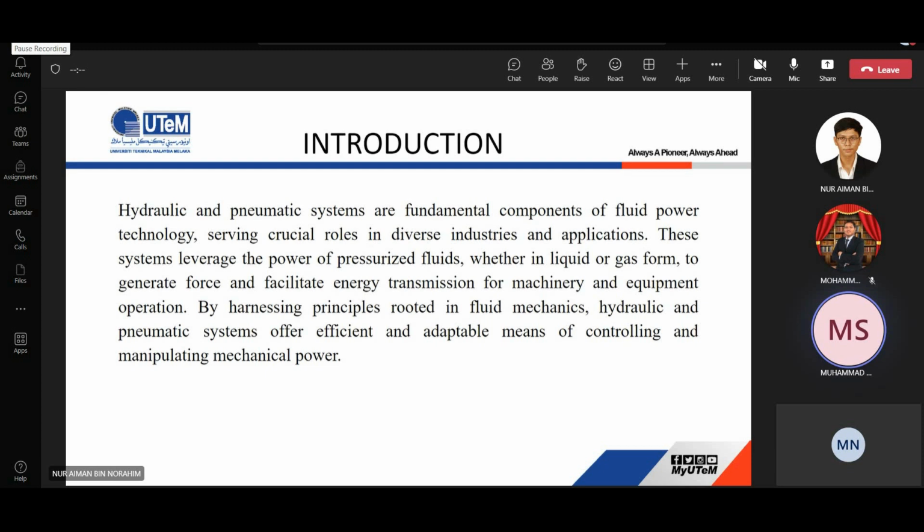Okay, introduction. Hydraulic and pneumatic systems are fundamental components of fluid power technology, serving crucial roles in diverse industries and applications. These systems leverage the power of pressurized fluids, whether in liquid or gas form, to generate force and facilitate energy transmission for machinery and equipment operation. By harnessing principles rooted in fluid mechanics, hydraulic and pneumatic systems offer efficient and adaptable means of controlling and manipulating mechanical power. Okay, the next one.